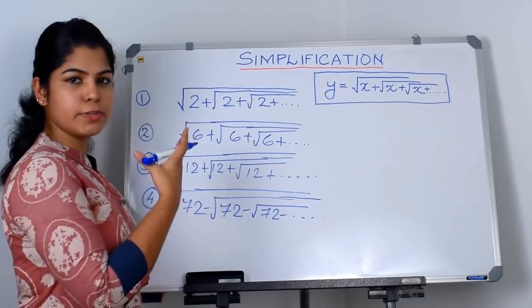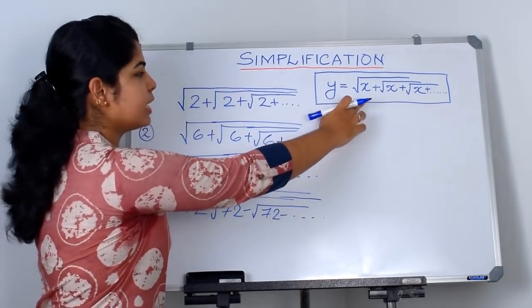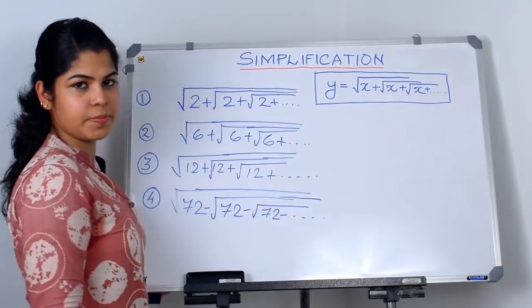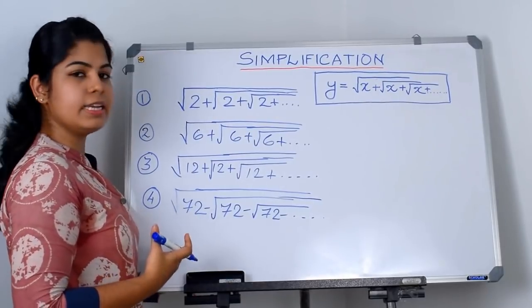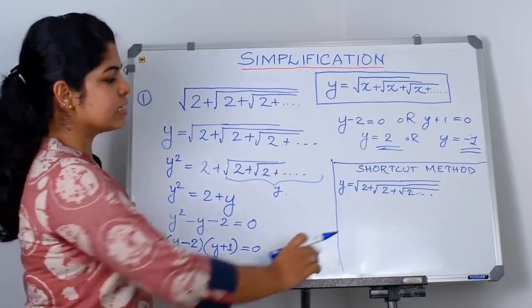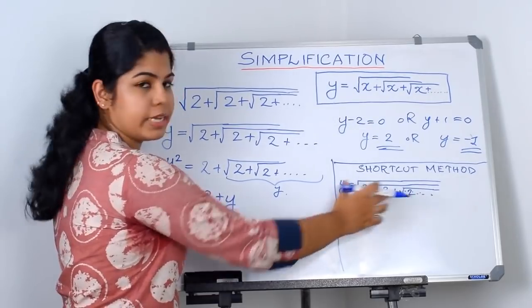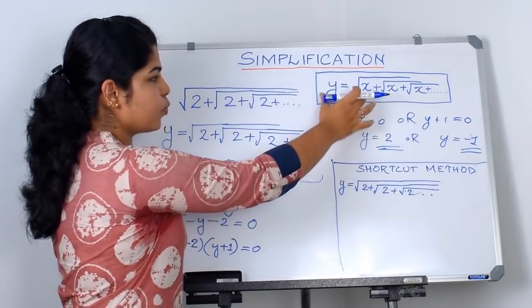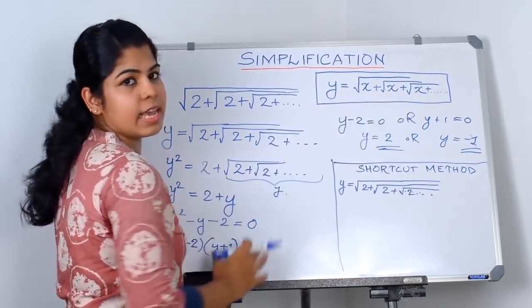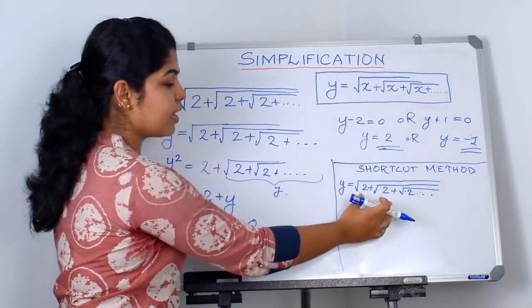See, what is the peculiarity of these type of questions? These are in the form y is equal to root x plus etc. Now let us study how to solve this question in a shortcut method. Here our question is y is equal to root 2 plus root 2 plus root 2 etc., which is in the form y is equal to root x plus etc. In the place of x, we have the value 2 here.